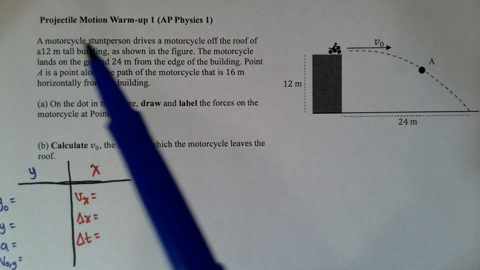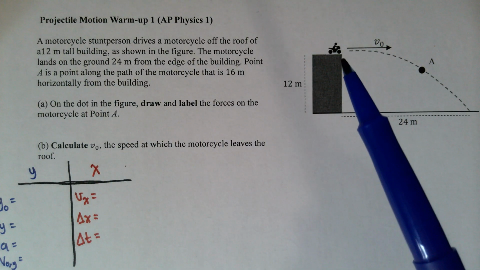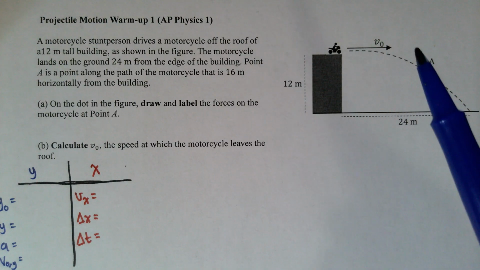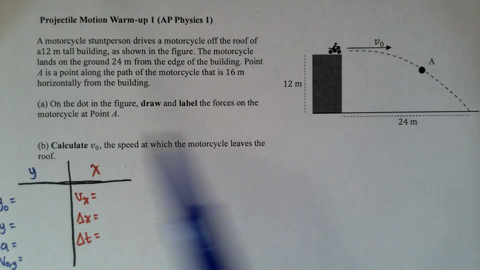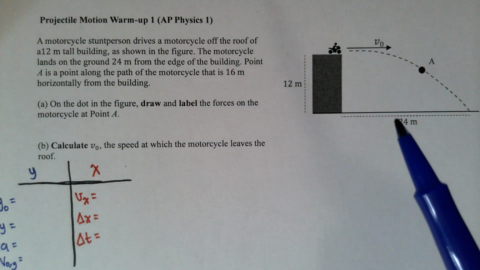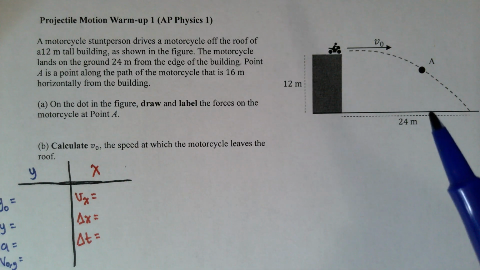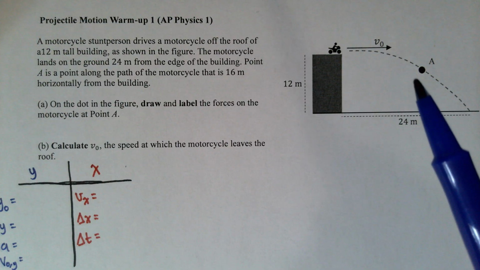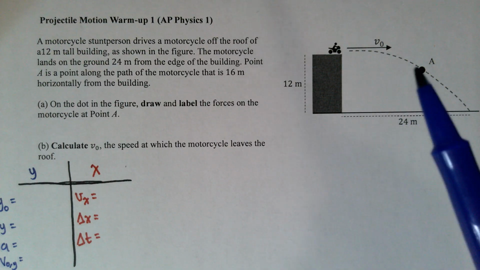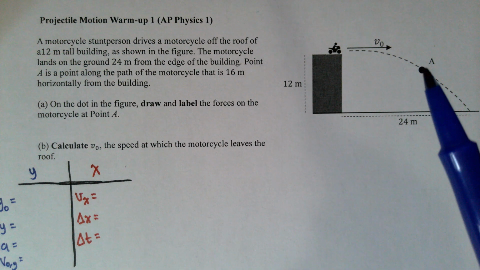In this example, we have a motorcycle stunt person right here, and they're driving a motorcycle off the roof of a 12-meter tall building. Do not try this at home. The motorcycle lands on the ground 24 meters away right here, and then we have this random point A that we're going to do a few things with later. But we know that this point is 16 meters this way horizontally from the building.